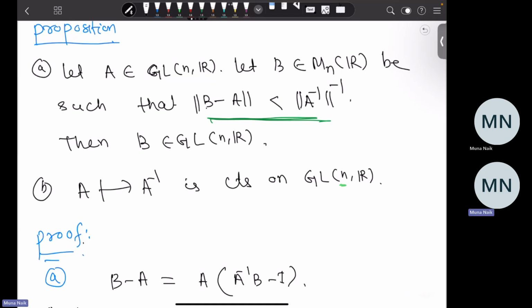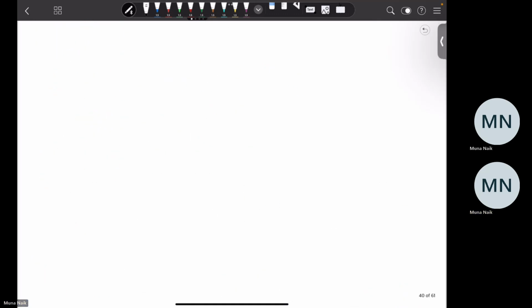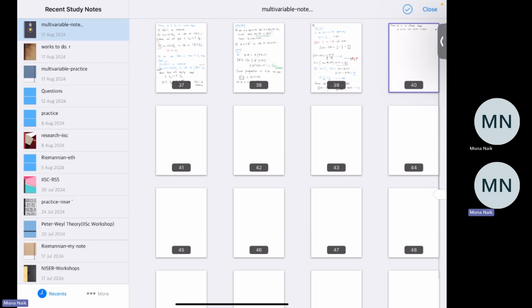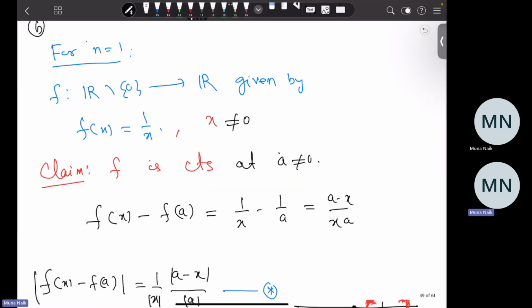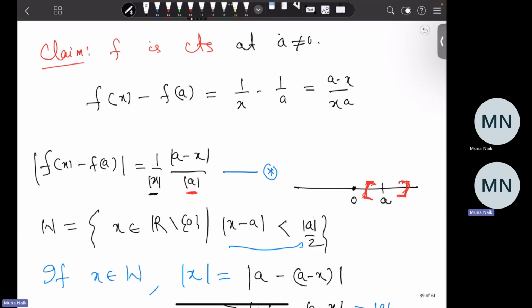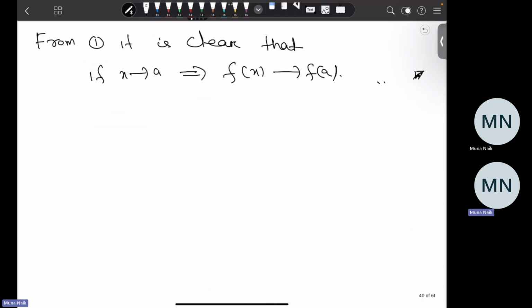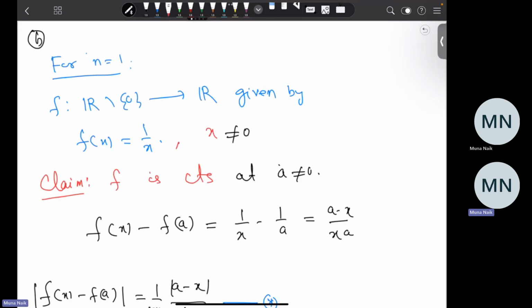For any n greater than 1, we want to use exactly the same idea. The thing is, for n greater than 1, one problem is that GL(n, R) is not commutative, so a dot b may not be equal to b dot a. So let us see, this is the idea.